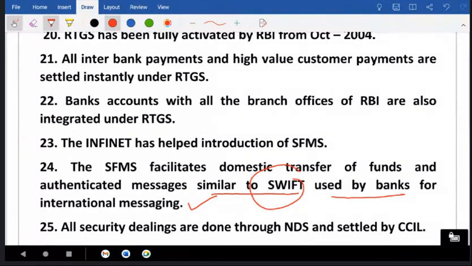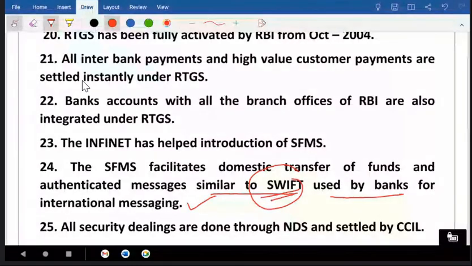I'll ask you, what is the full form of SWIFT? Society for Worldwide Interbank Financial Telecommunication is the full form of SWIFT. You can remember this full form of SWIFT also. And all securities dealing is done through NDS, the Negotiated Dealing System, and settled by CCIL.